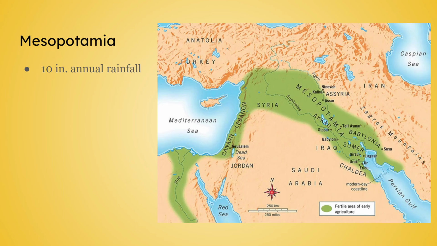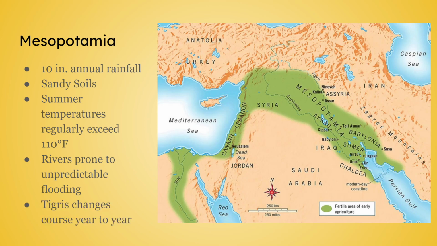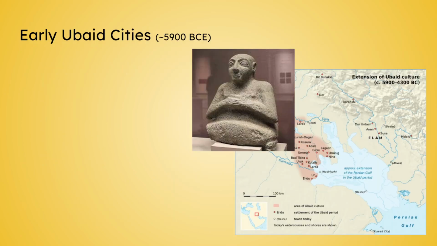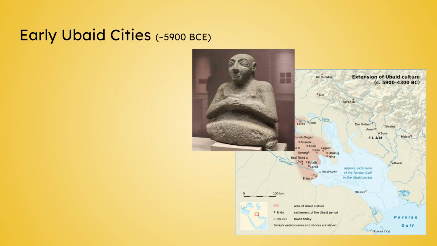So Mesopotamia is sort of a harsh landscape because it only gets 10 inches of rainfall every year. It has sandy soils, and the summer temperatures regularly exceed 110 degrees Fahrenheit. I don't know what that is in Celsius, please forgive me. The rivers are prone to unpredictable flooding, and the Tigris changes course from year to year. So that's incredibly difficult for them, and it's going to actually shape their entire worldview to come.